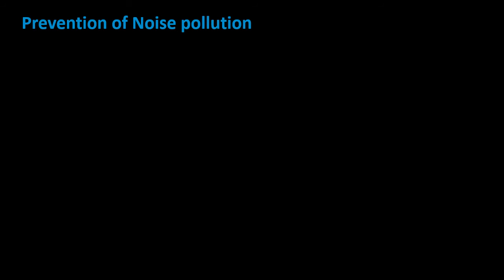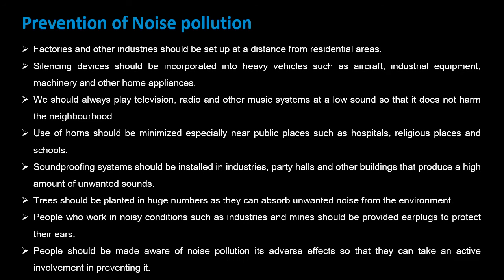Now, how can we prevent noise pollution? So, let us talk about the various measures which can be taken to prevent this noise pollution. Factories and other industries should be set up at a distance from residential areas. Silencing devices should be incorporated into heavy vehicles such as aircraft, industrial equipment, machinery, and other home appliances.